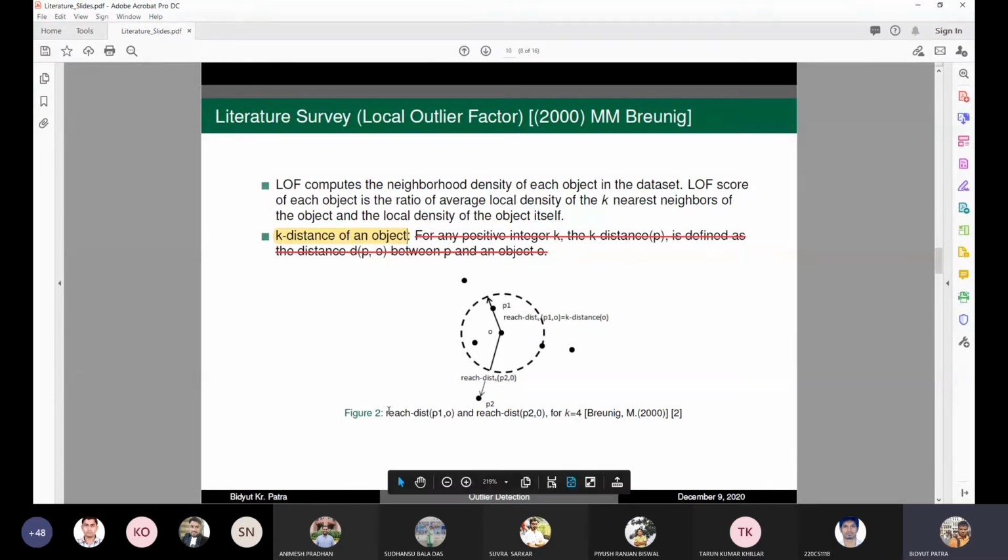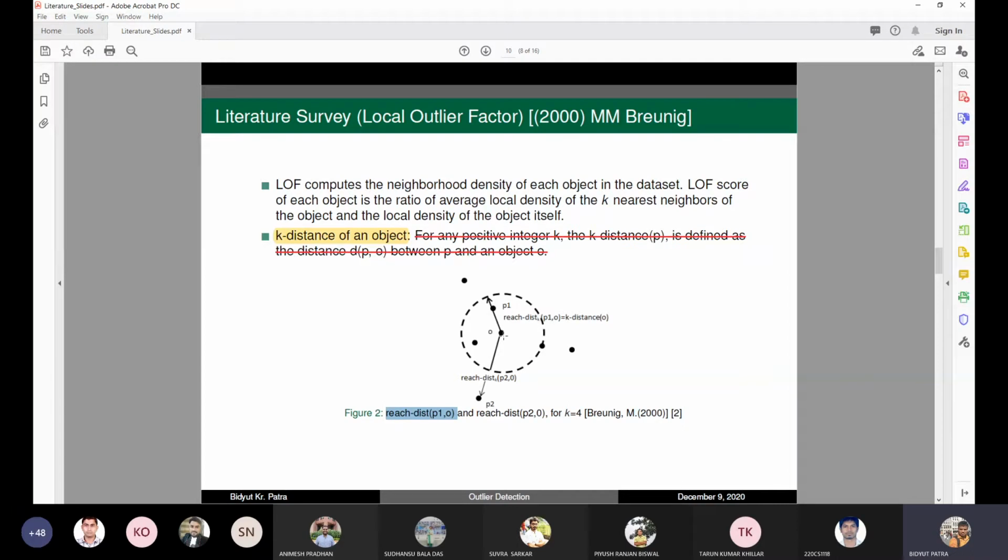Now knowing this, we will define reach dist. Whenever we talk about reach dist, we have reachability distance with respect to some point. Let's say we want to compute the reach dist of a point P1 with respect to O. Then we have to compute the k dist of the point O, that is the distance to the kth nearest neighbor of the point O. Then you compute the distance from O to P1 and compare with the k distance. Whichever is the maximum will be the reach dist.